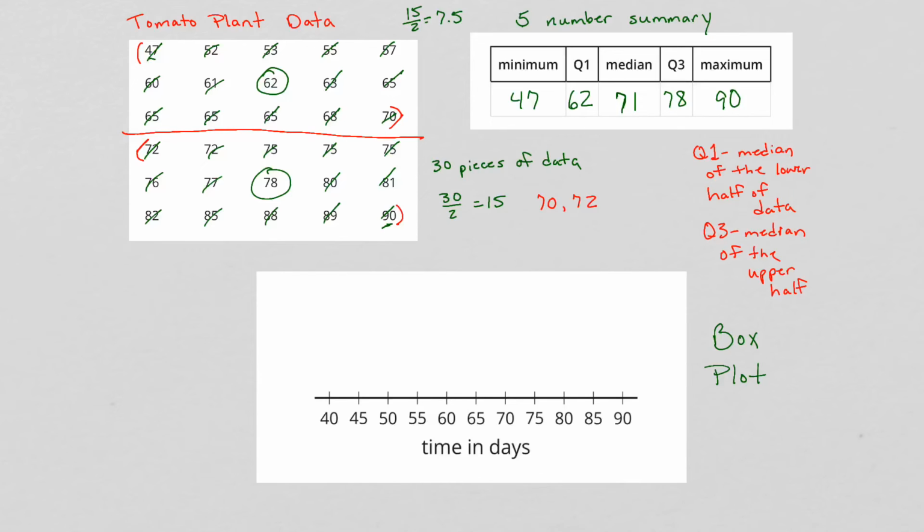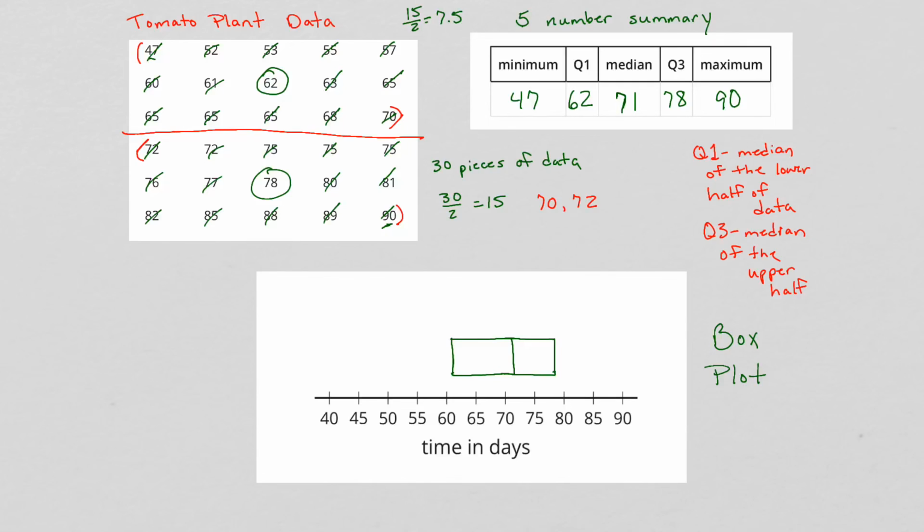And here's what we do with those. First, we want to draw a line where the median is, right here. Because that's about 71, right? Then we want to draw a line where Q1 and Q3 are. So Q1 is about 62. Q3 is about 78. Then I'm going to connect those. I'm going to make a box. That's why it's called a box plot.